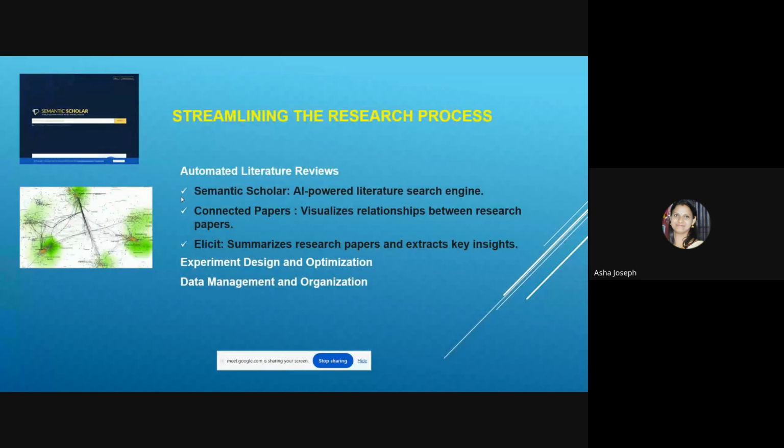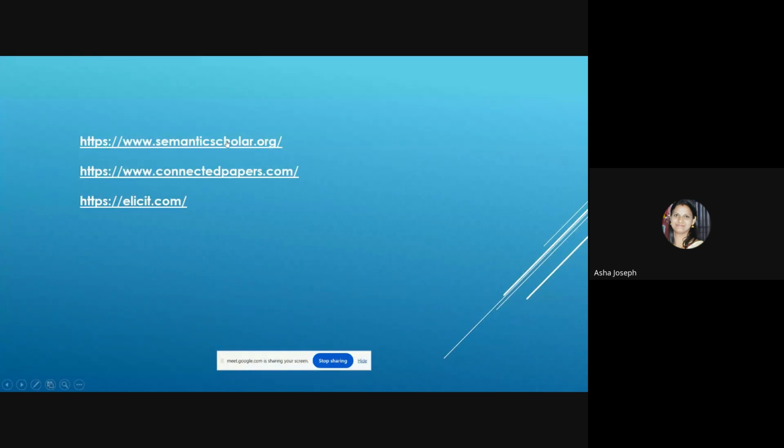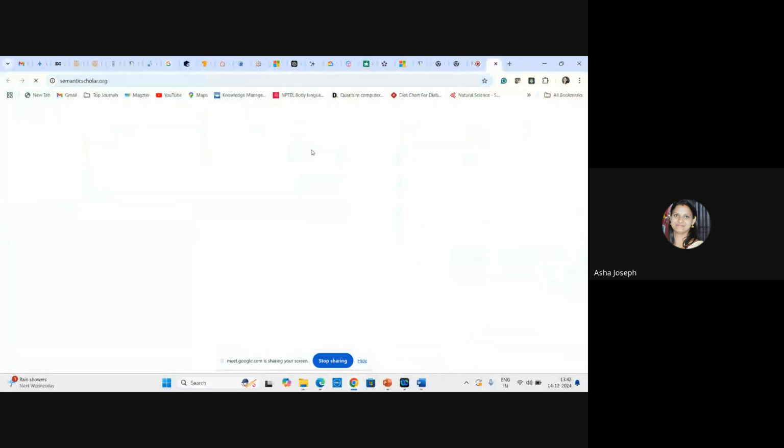That has become better by introducing different tools. One is Semantic Scholar, an AI-powered literature search engine, and Connected Papers, which visualizes relationships between research papers, and Elicit, which summarizes research papers and extracts key insights. I'll just show one from my example. So this is the Semantic Scholar example.